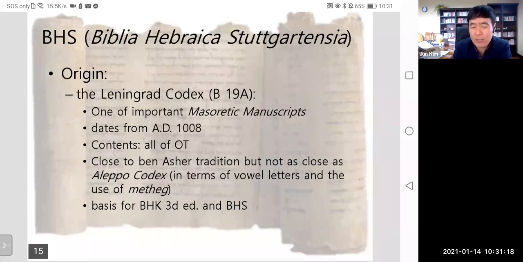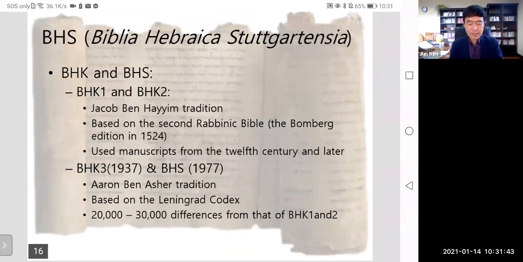So now you can see BHK has three versions: the first edition, the second edition, and the third edition. BHK third edition and BHS are based on Leningrad Codex. But the basis of BHK first edition and second edition is not Leningrad Codex. Look at it: BHK 1 and 2 follow the Jacob Ben Hayyim tradition. So it's not the Ben Asher tradition. It's another tradition, based on the second rabbinic Bible.